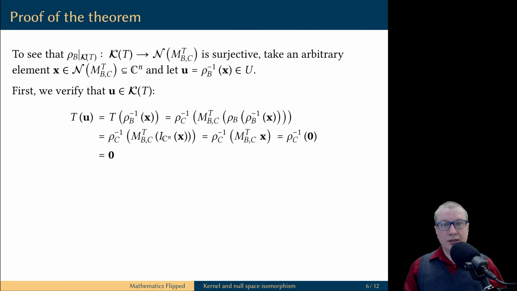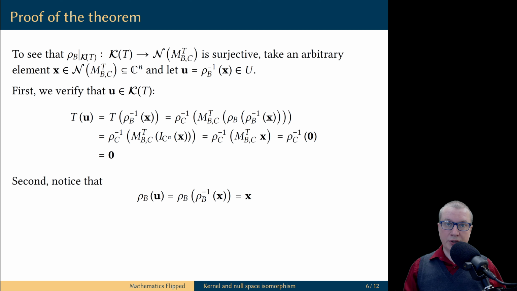Why? For example, rho C inverse is a linear transformation, so it sends 0 vector to the 0 vector. This shows that T of u is the 0 vector, and therefore we verified that u is a vector in the kernel of T. Also, because the vector u was uncoordinatization of the vector x, rho b of u is the vector x. So here's what we achieved.